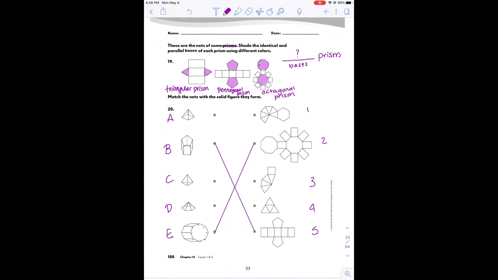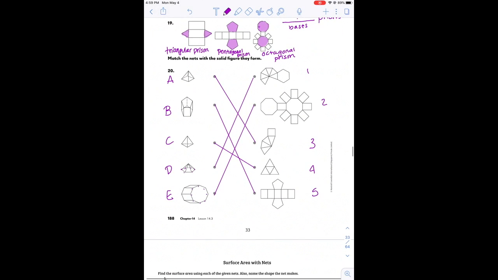And let's see what's left. It looks like D has kind of a funky base. 1, 2, 3, 4, 5, 6 sides on its base. That's a hexagon. So I think it's going to go with number 1. And then I'm left with A and C. It looks like A has a square base. So I think that's going to go with 3. And C is all triangles, so that's going to go with 4.